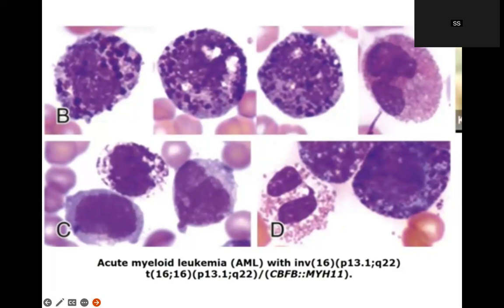These abnormal granules are most often seen in the promyelocyte and myelocyte stages of granulocytic development, and less commonly in mature eosinophils. These abnormal eosinophil precursors are almost always present, even when the number of eosinophils is low. So whenever we see an increase in eosinophils on the CBC, we should always think about the inversion 16, CBFB-MYH11 translocation. So next slide.